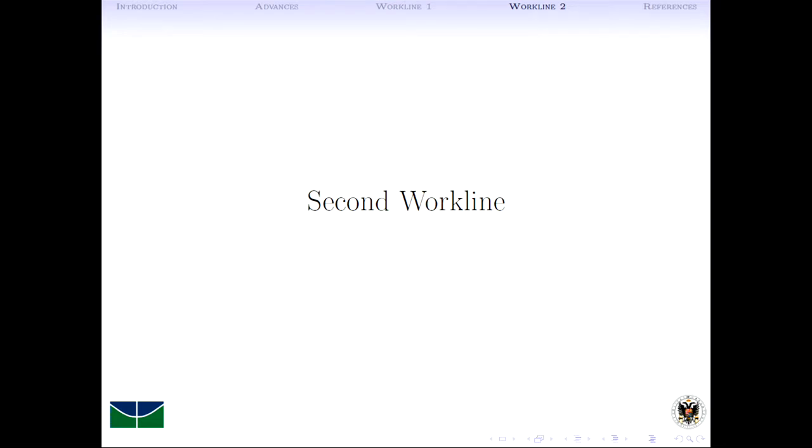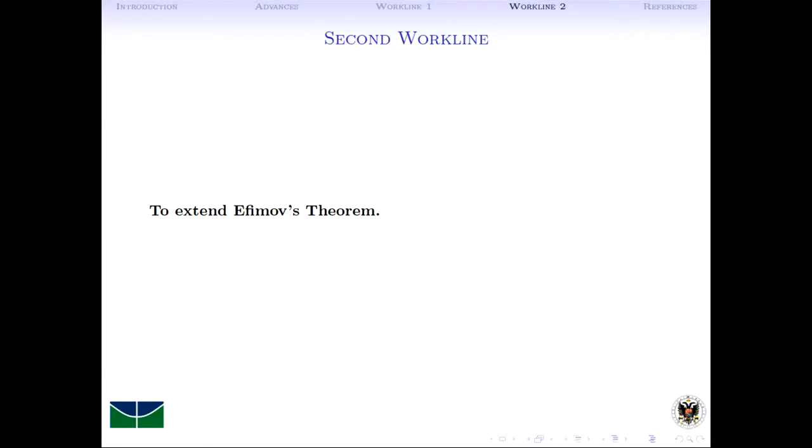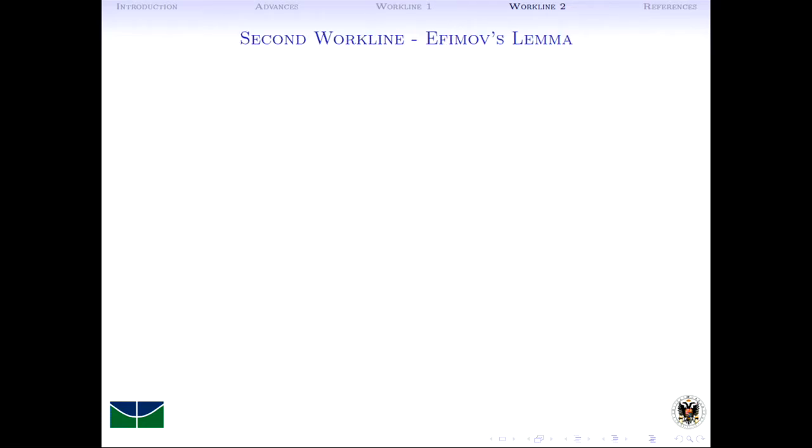Okay. Despite the time limit, I'm going to present one result of extension of the Efimov theorem for immersions in R3. As I said before, we are going to allow some compact boundary on the surface. To extend the Efimov theorem, we have to understand this result. It's a fundamental lemma that Efimov used in his paper in order to prove his own theorem. It's a very important result, and we are going to use it.